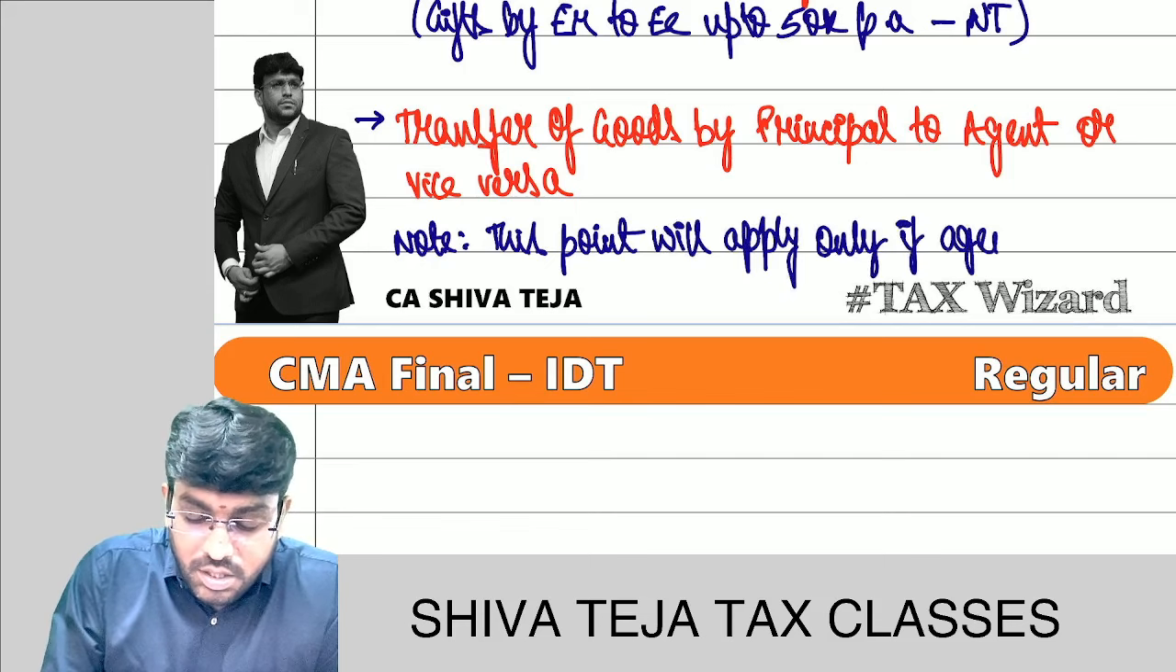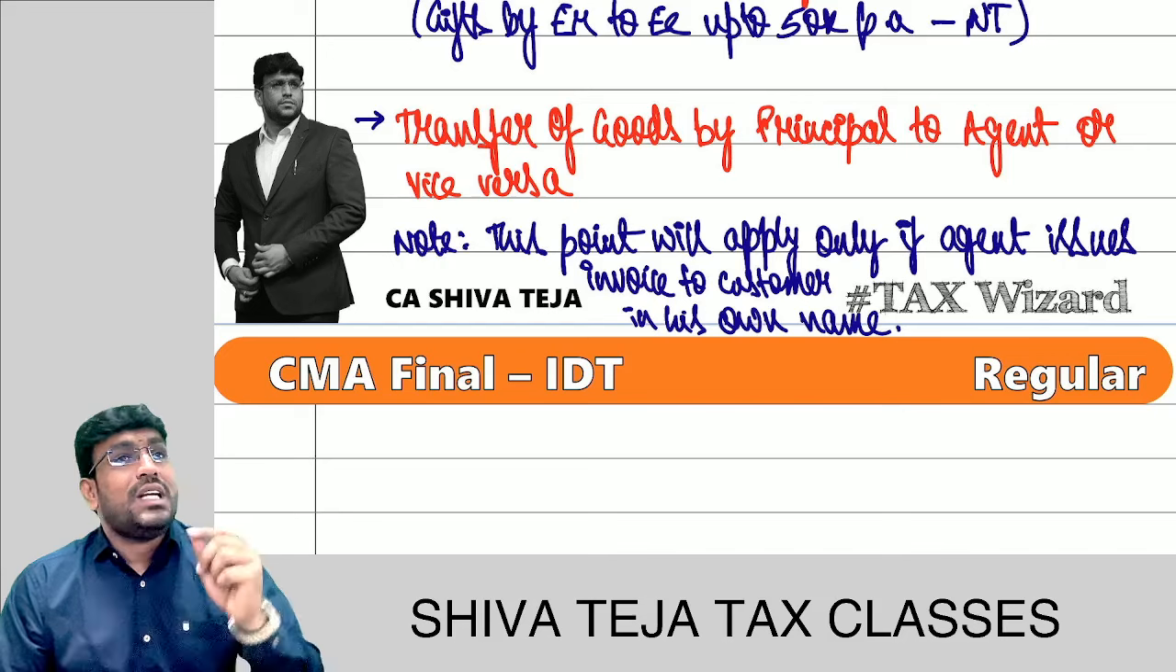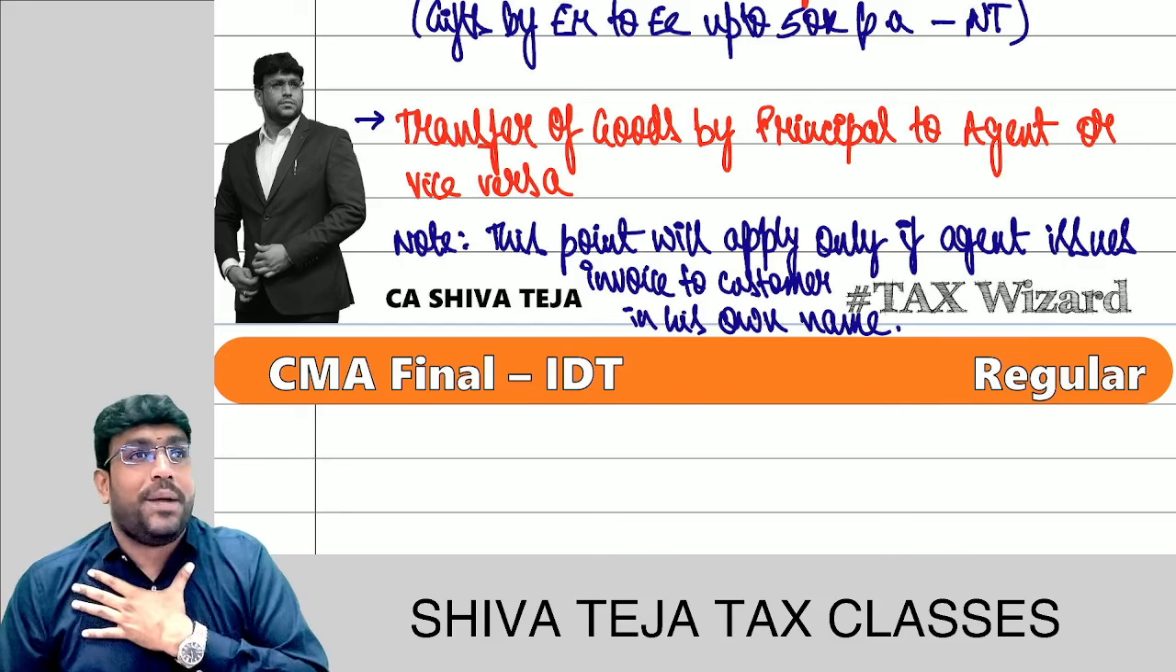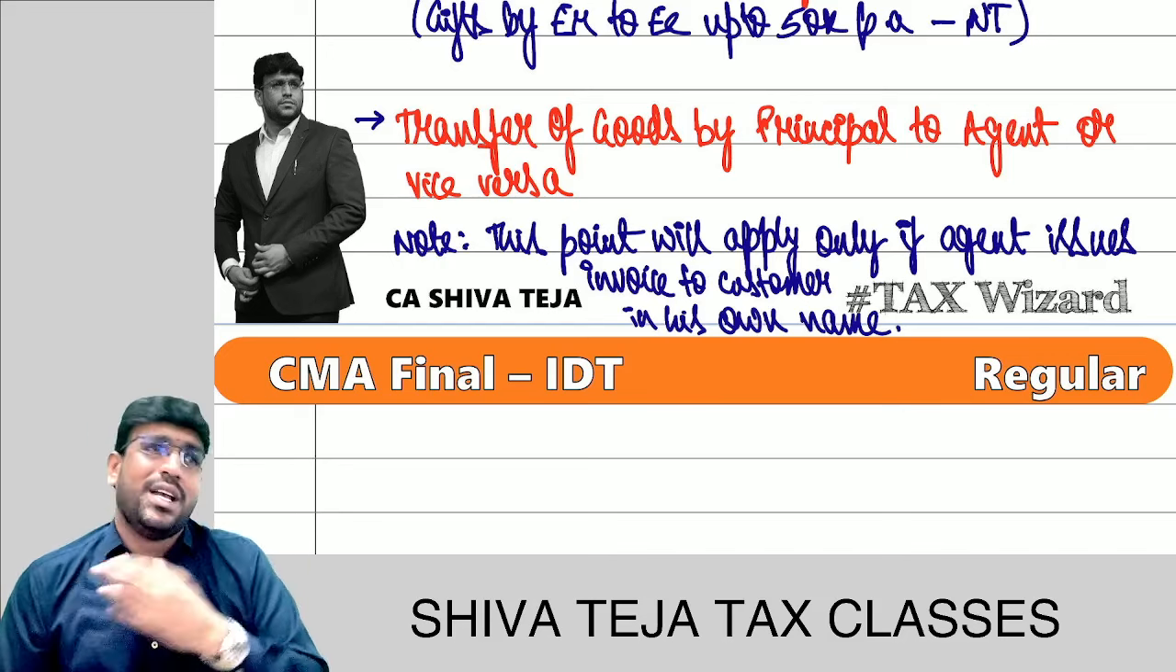Friends, clear? What's the line we wrote? Come on, repeat again. Principal to agent or vice versa. Technically, it is stock transfer only. No? Logically, even though it is stock transfer, still it is supply. Even though there is no consideration, still it is supply. But what is the note we wrote there? This point will apply only if the agent issues invoice to the customer in his own name. So the logic is simple, sir. Understand the concept very clearly here.